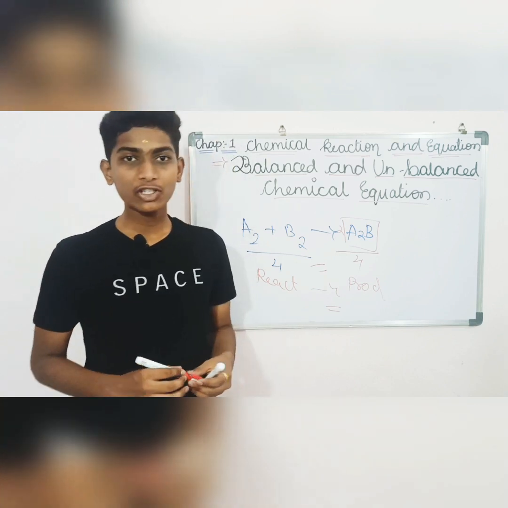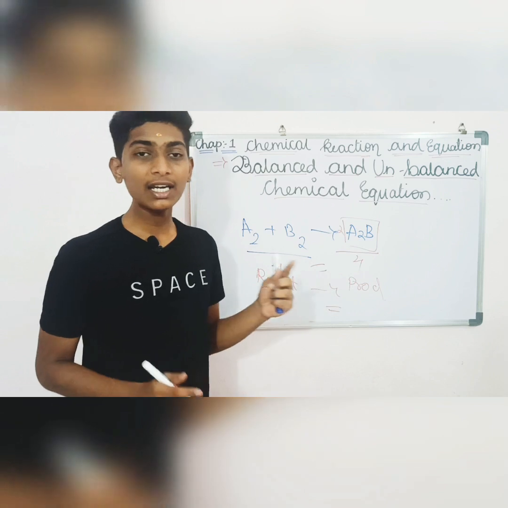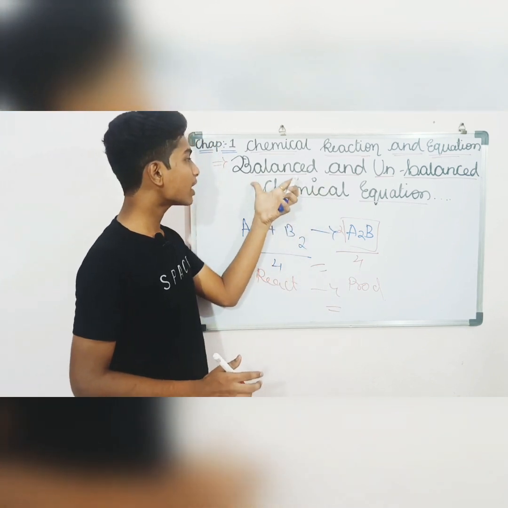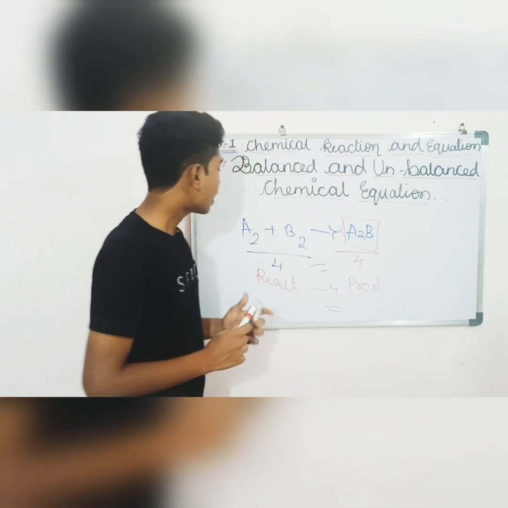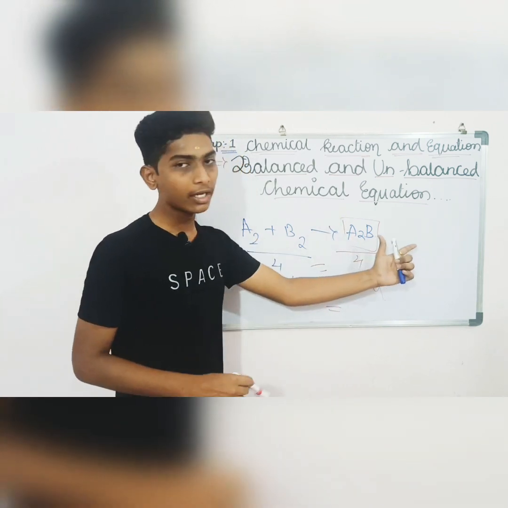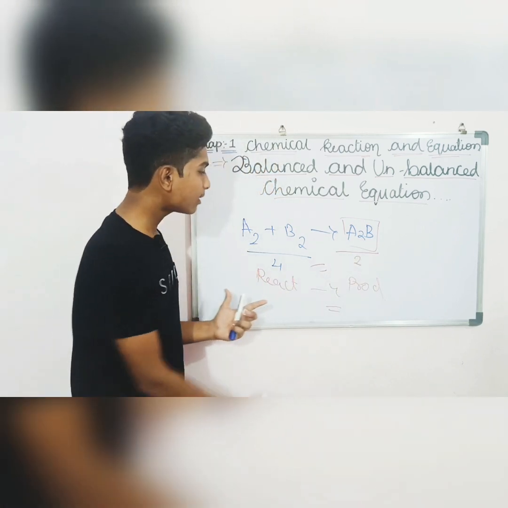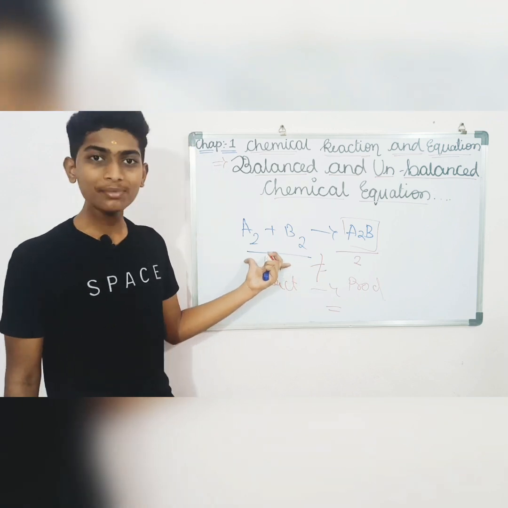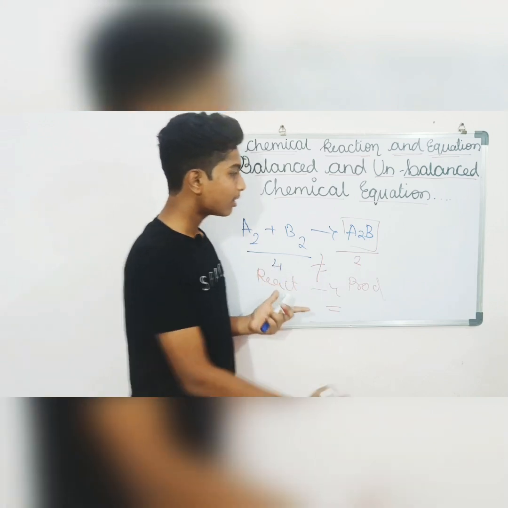This was the law of conservation of mass. When any chemical reaction or chemical equation obeys the law of conservation of mass, then that equation is known as a balanced chemical equation. If in case here I have A2 and B2 and here I have A2B, the number of atoms is 2. Is it balanced? No. Atoms at the reactant side are 4 and product side are 2, so it is unbalanced. We'll see here.